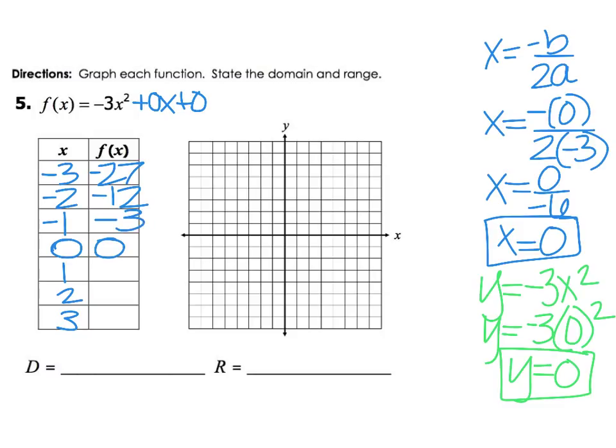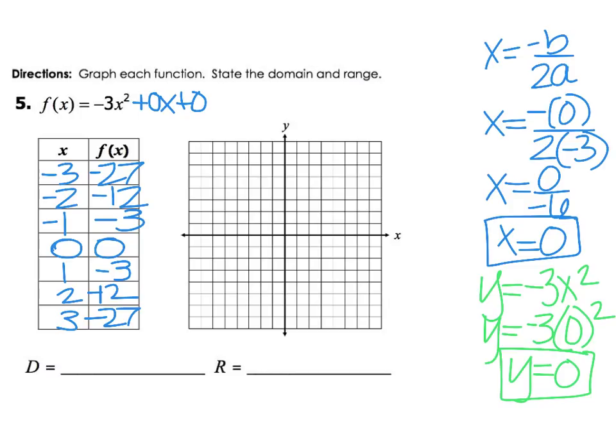We already know 0, 0. Plug 1 in. 1 squared gives us 1 times negative 3 gives us negative 3. Plug 2 in. 2 squared gives us 4. 4 times negative 3 is negative 12. Plug 3 in. 3 squared is 9. 9 times negative 3 is negative 27.